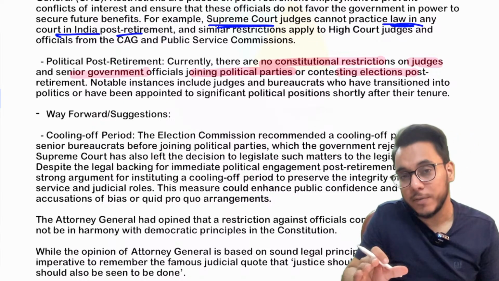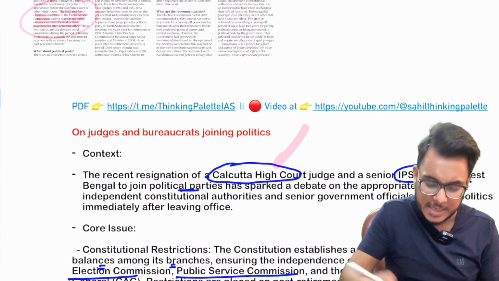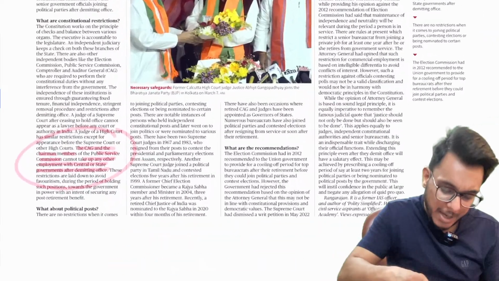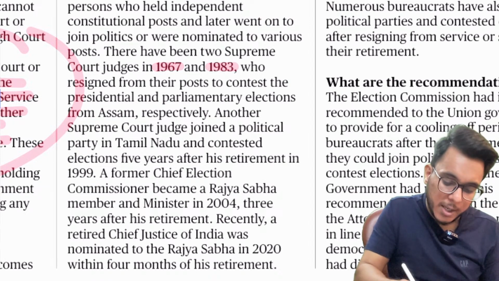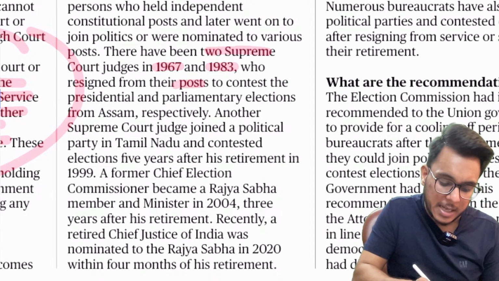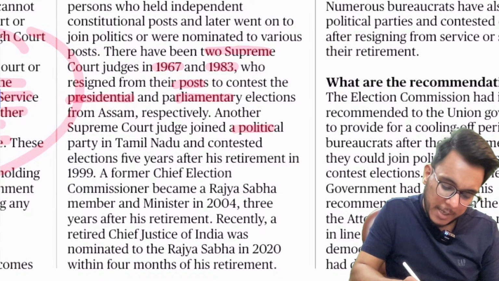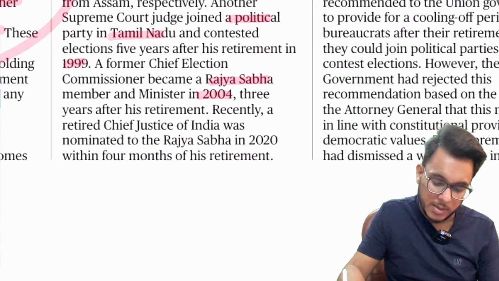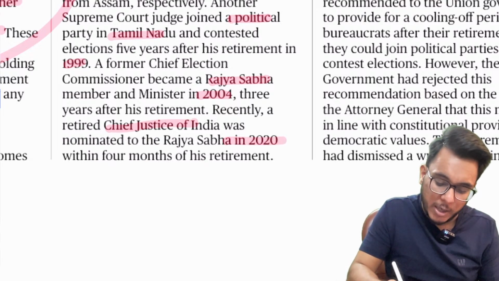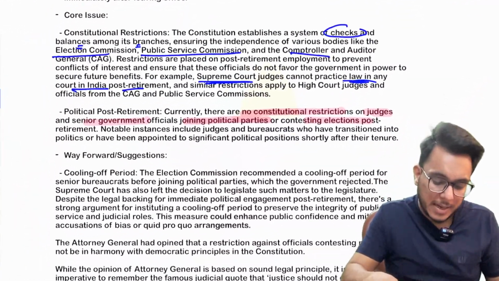And we have seen that many such Supreme Court judges have done that. Here we see the example of a Calcutta High Court judge and one IPS officer. In the past also there have been many such examples. In 1967 and 1983, two Supreme Court judges resigned from their post and contested the presidential and parliamentary elections. Another Supreme Court judge joined a political party in Tamil Nadu and contested elections after his retirement in 1999. Then a former Chief Election Commissioner became a Rajya Sabha member and a minister in 2004. A retired Chief Justice of India was nominated to Rajya Sabha in 2020. I will not take the names, but we see many such examples of constitutional office bearers entering politics.